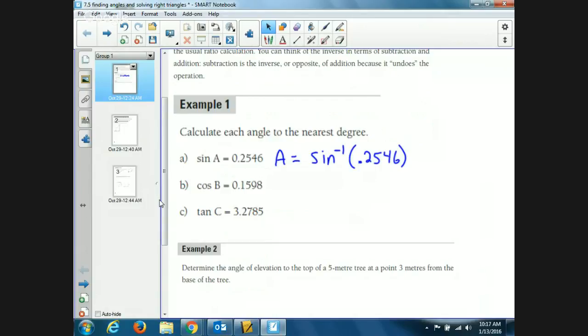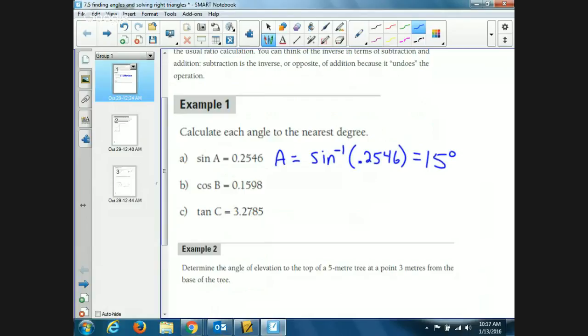Whereas Isaiah and Tori, you're going to hit the second function or shift button first. And then it'll come up sine inverse. And then you'll put in 0.2546. We'll see what you get. Round it off to the nearest degree. 14.7. 14.7, good. We'll round it up: 15 degrees.